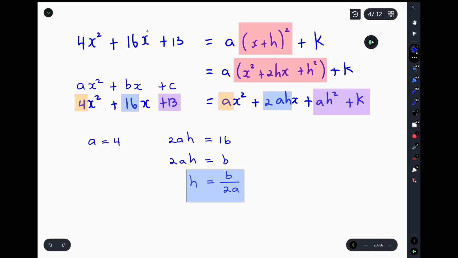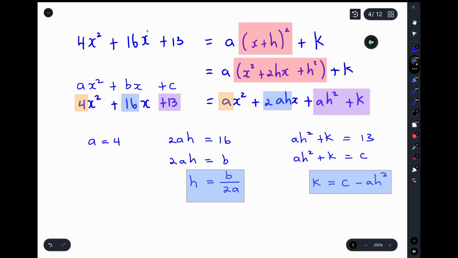And finally, we have ah squared plus k is equal to 13, which is really c. If we make k the subject of the formula, k is equal to c minus ah squared. And that is where we got this formula. So by expanding the right-hand side and equating terms, we can get these very convenient formulas to use to solve completing the square.